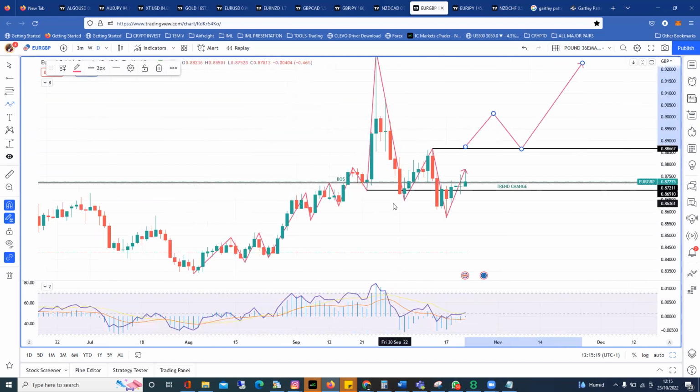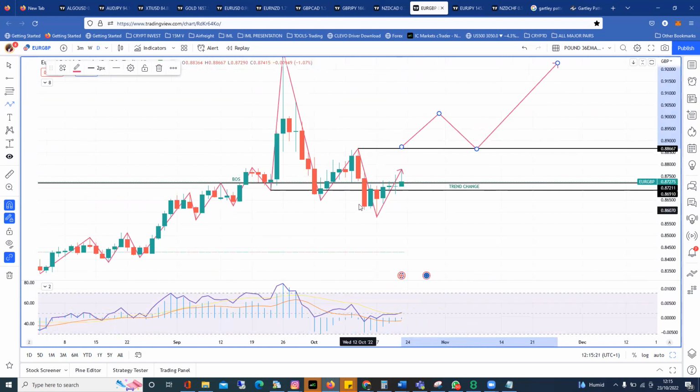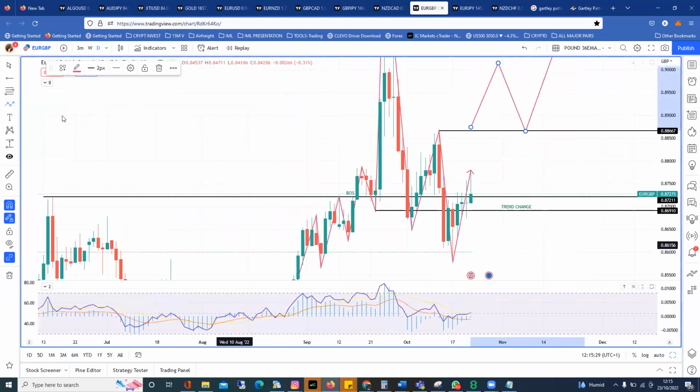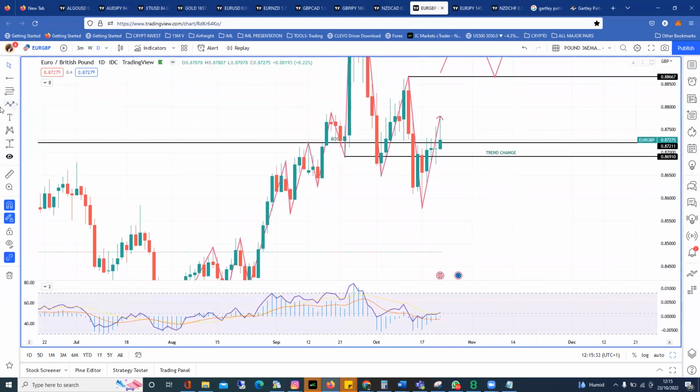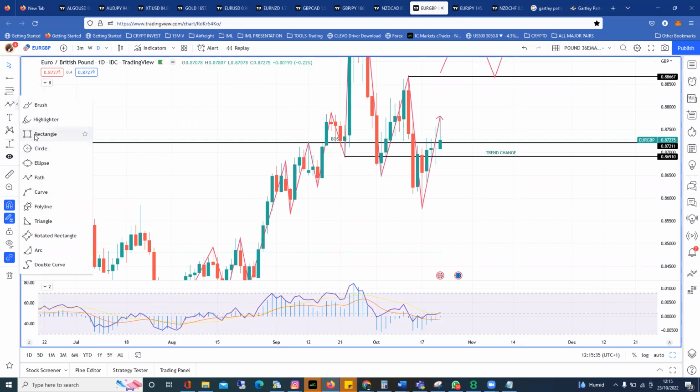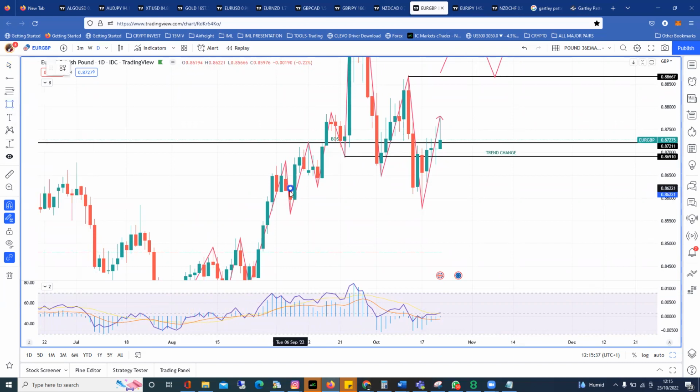All right. But in this scenario where we are now, we've seen a breach of a level that causes a trend change. We need to look to the left and see what is holding the price. And it is this particular demand level that's holding the price.